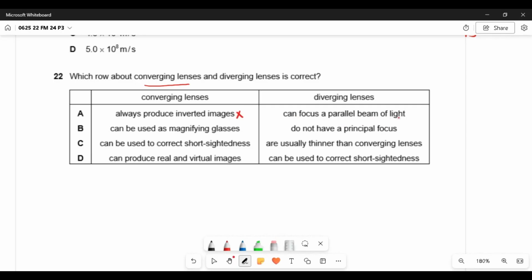Can focus a parallel beam of light? No, it cannot focus a parallel beam of light. Can be used as a magnifying glass? Yes. Do not have principal focus? No. Can be used to correct short sightedness? No. It is used to correct long sightedness. Are usually thinner than the converging lens? It can be thinner or thicker, we don't care about that. Can produce real and virtual image? Yes, it can. Can be used for short sightedness? Yes. So option D is the correct option.